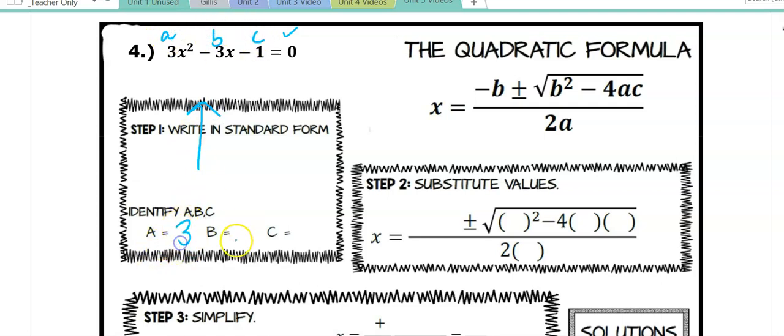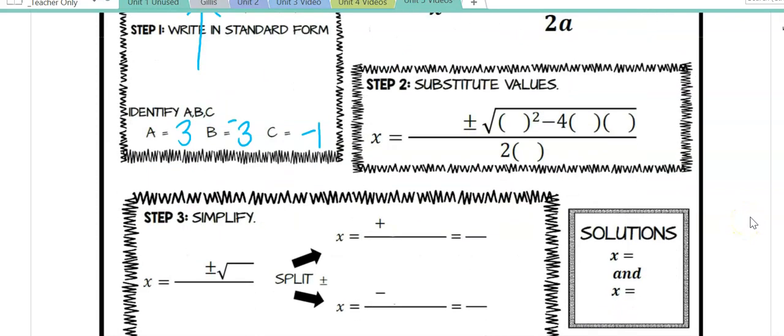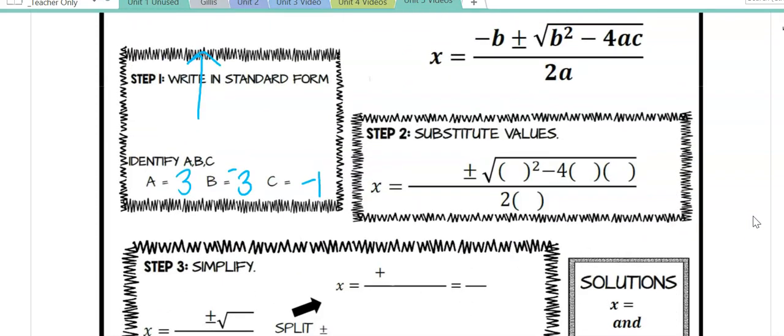So these cannot be factored. We cannot use the X for this. Whoops, that was a negative 3. Okay. We cannot use the X because it wouldn't work. So we have to do the quadratic formula on it. The first thing we're going to do is plug it into the quadratic formula.